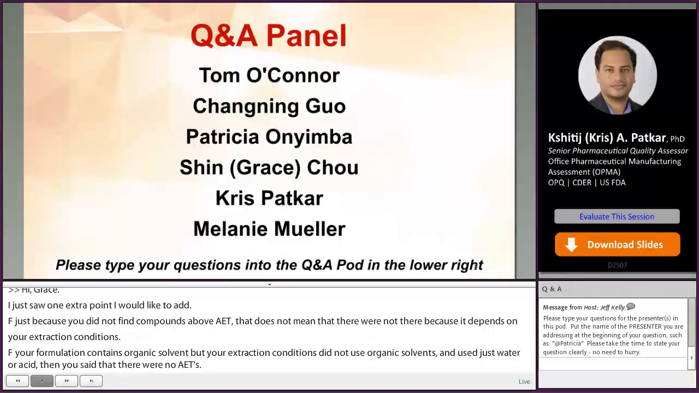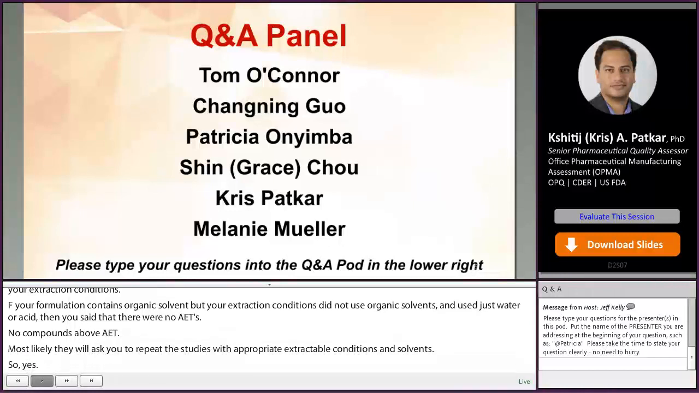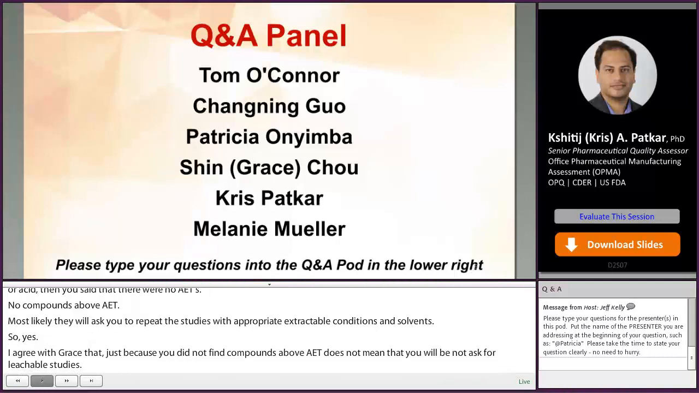So yes, I agree with Grace that just because you did not find compounds above AET doesn't mean that you will not be asked to perform leachable studies. It all depends on if your extractable study protocol was adequate, if your analytical methods were sensitive enough. So just be aware of that.